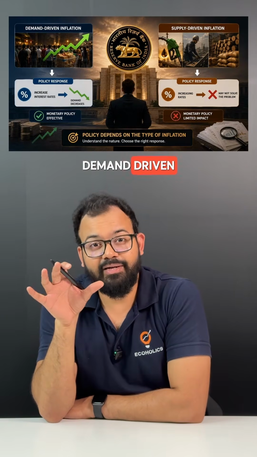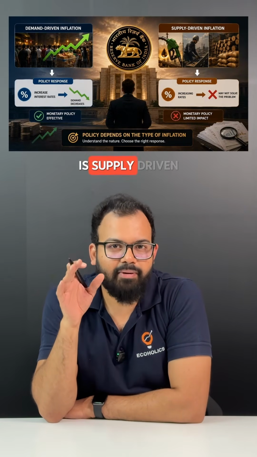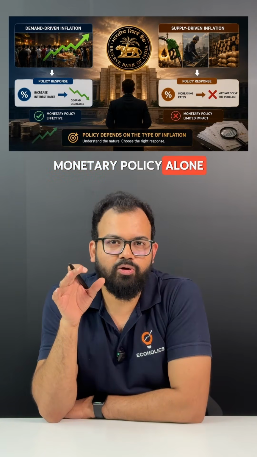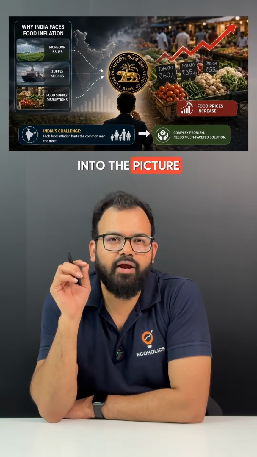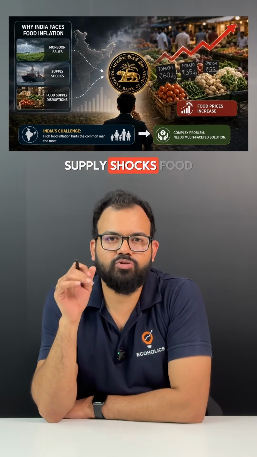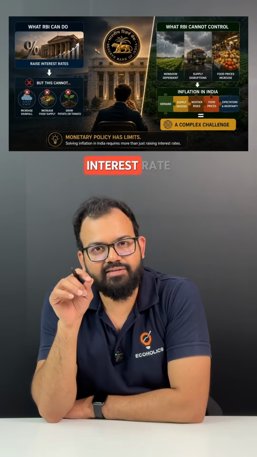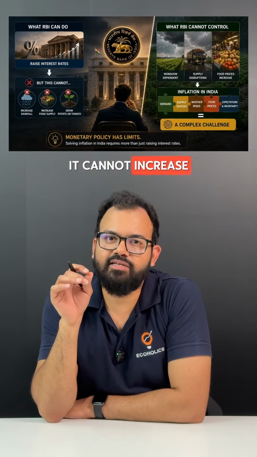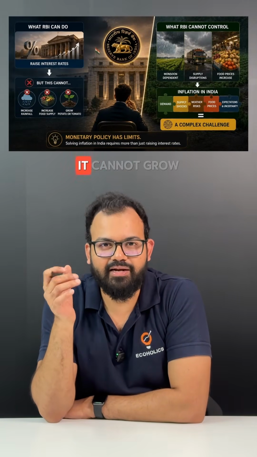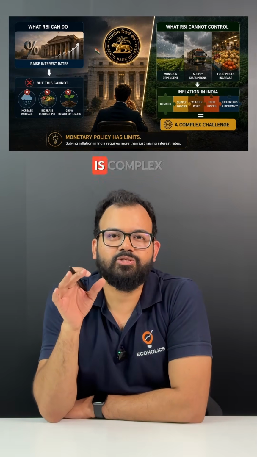If it is demand driven, RBI can increase interest rates to reduce the demand. But if it is supply driven, monetary policy alone may not solve the problem. Now bring India into the picture. India often faces food inflation due to monsoon issues, supply shocks, food price increases. Now even if RBI raises the interest rate, it cannot increase rainfall or food supply. It cannot grow potato or tomato. That is why inflation in India is complex.